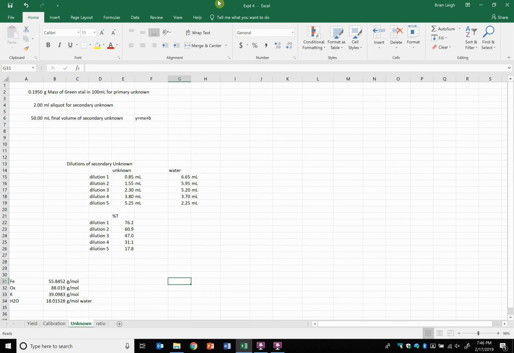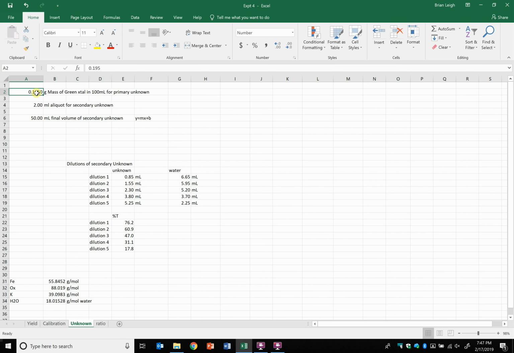Okay, now that we have the calibration curve, how do we apply this to our green crystals? So we have some massive green crystals that we dissolved into that 100 mil volumetric flask. We then took a 2 mil aliquot out of that, and that was placed into a 50 mil volumetric flask. Okay. And so the question is, we're going to need this number a little bit later.